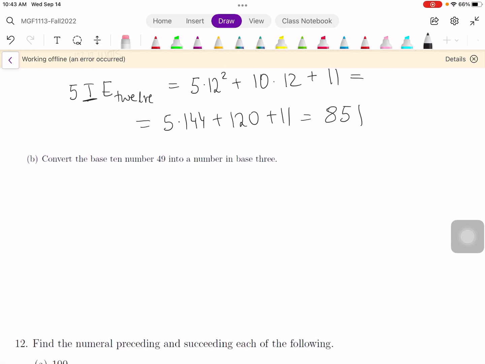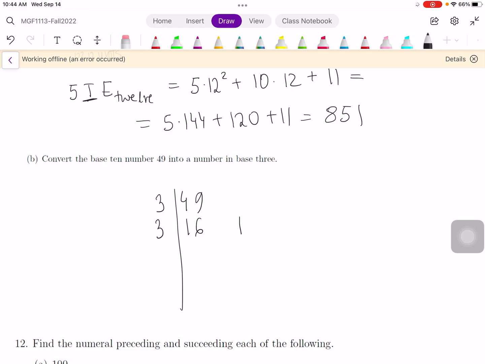Okay, so let's convert the other way around. Let's convert the base 10 number 49 into base 3. So I'll keep dividing by 3, okay? You can use a calculator for it. You can check what's 49 divided by 3, and you would get that that's 16. And 3 times 16, you can check it's 48, which means it's one below 49, right? So the remainder is 1.